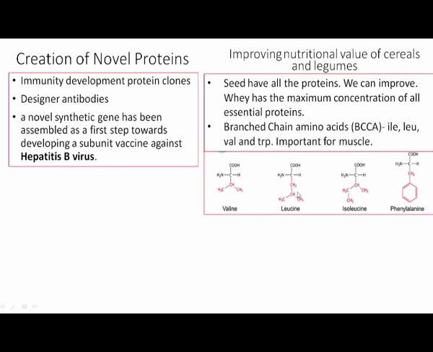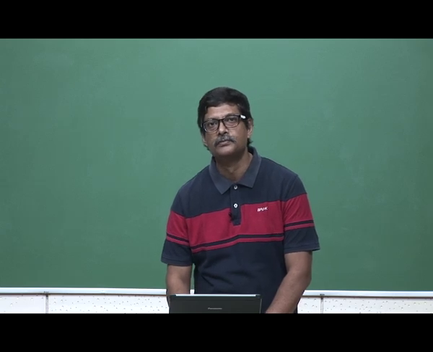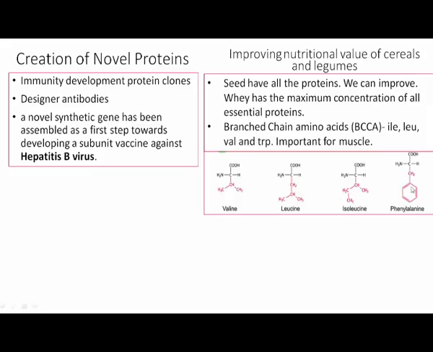So, you can see in each one of these there is this branching of the chain, it is not a straight chain. These are very important for muscles. So, you can actually increase the nutritional content of these cereals or legumes with incorporation of these particular amino acids.